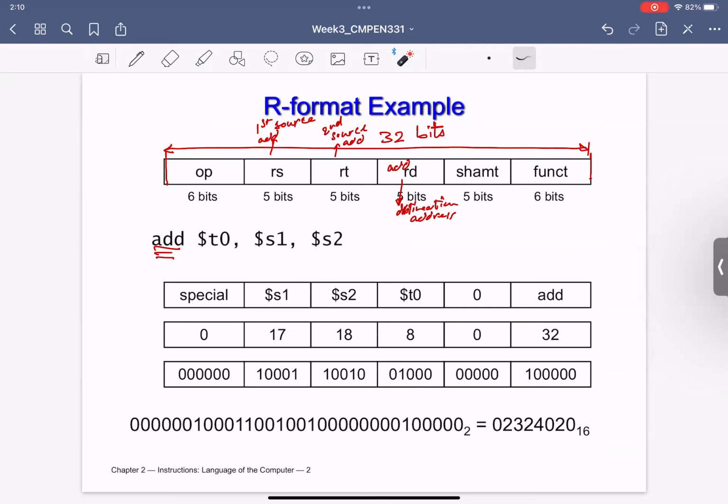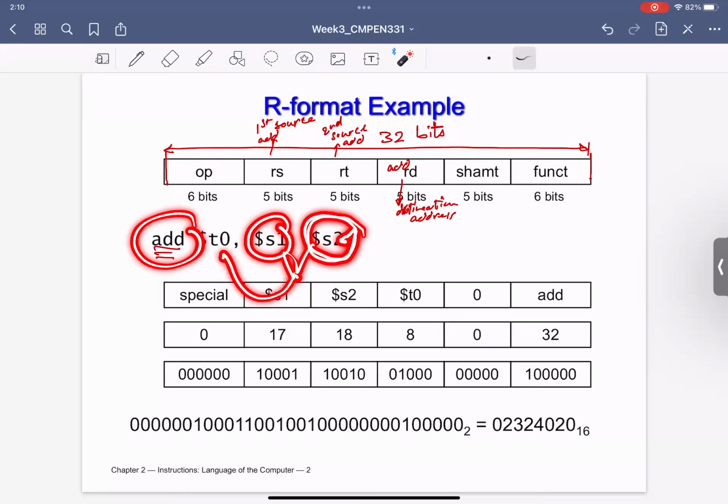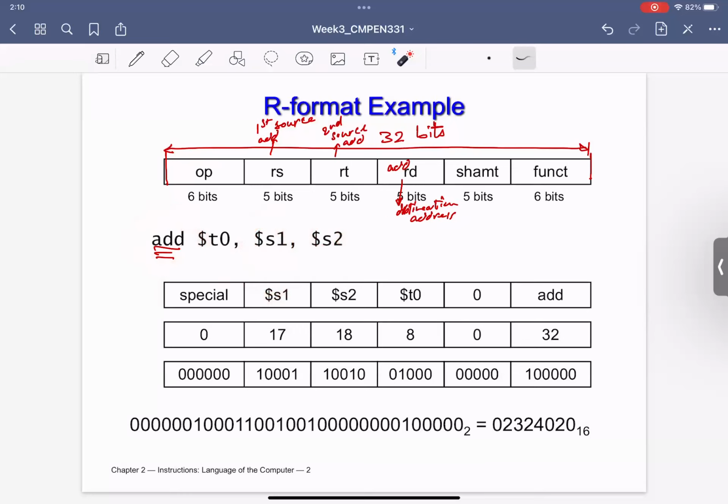Which means, in another sense, please go to register number whatever, take whatever is there, plus, or sorry, yes, add, plus whatever is in register S2, whatever the number is, do the addition in the ALU, and then put the results in T0, which when you open, you will find maybe that this is register number 6, or 8, or whatever the number is.